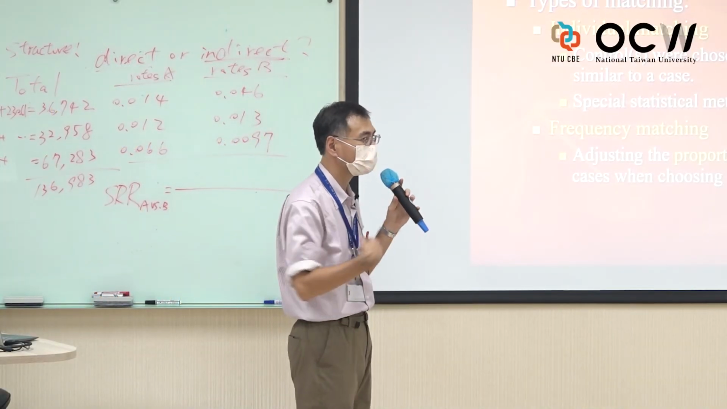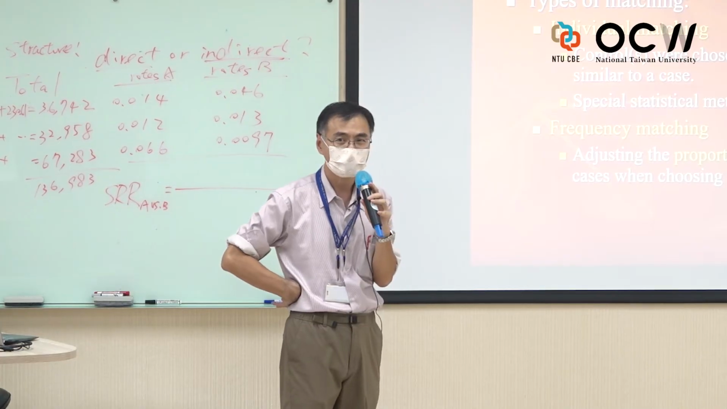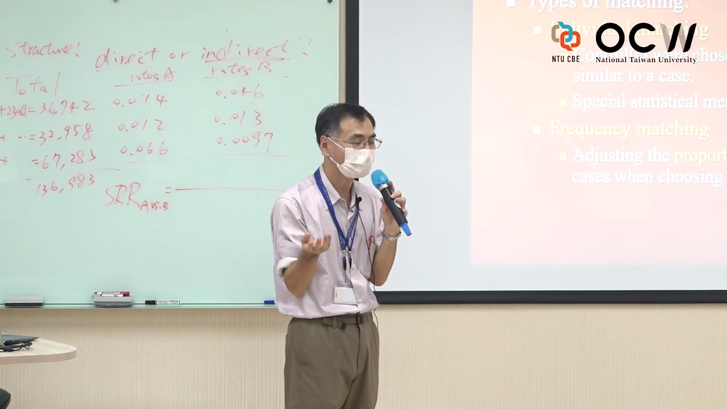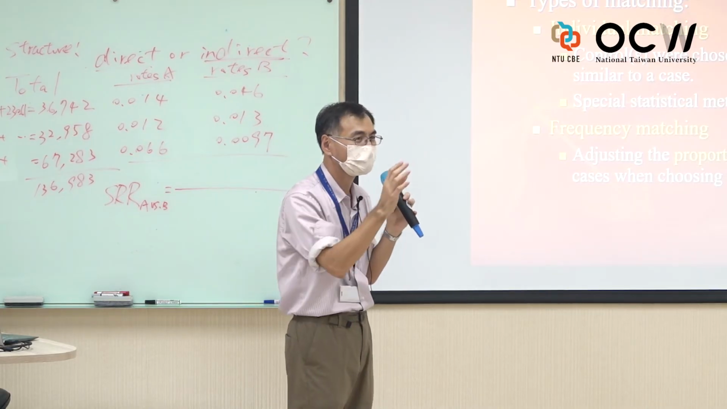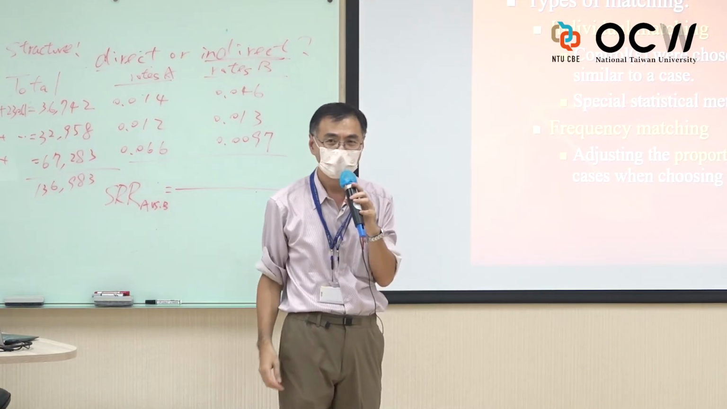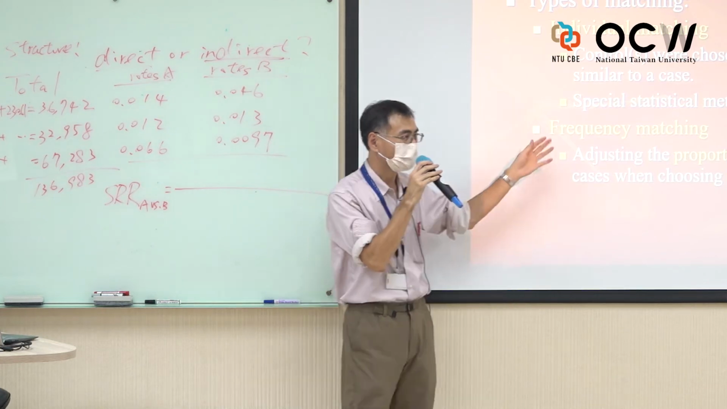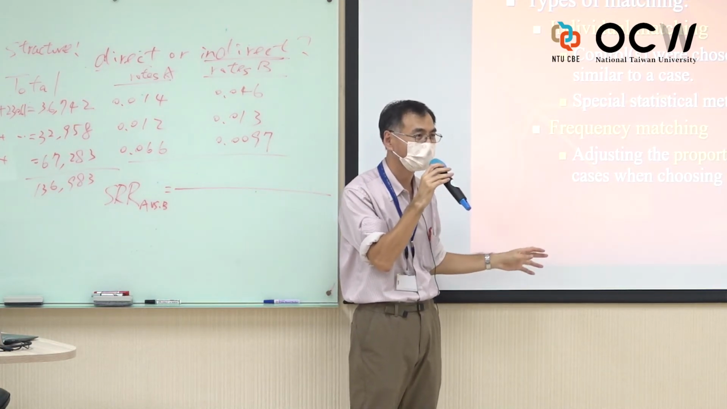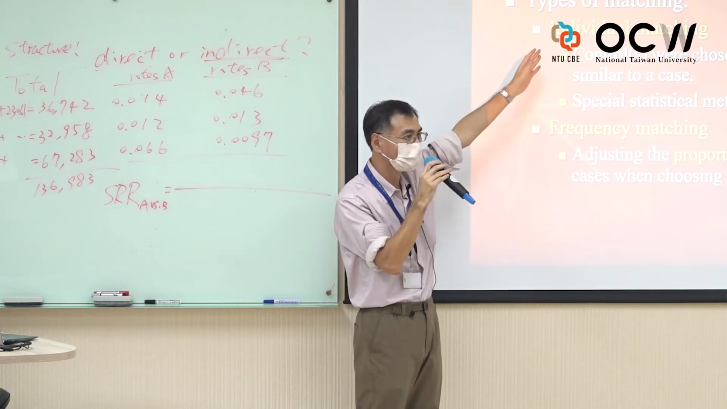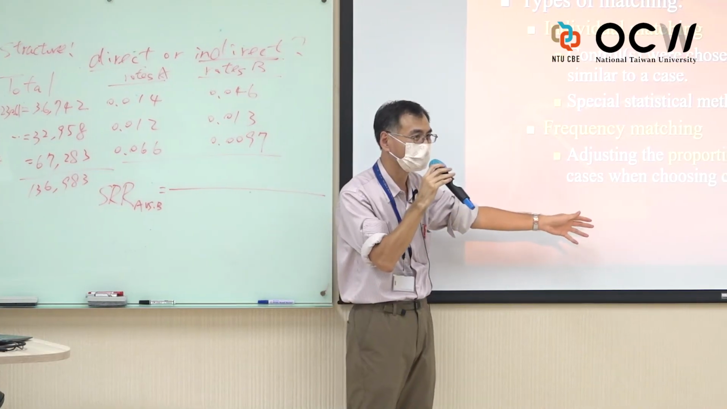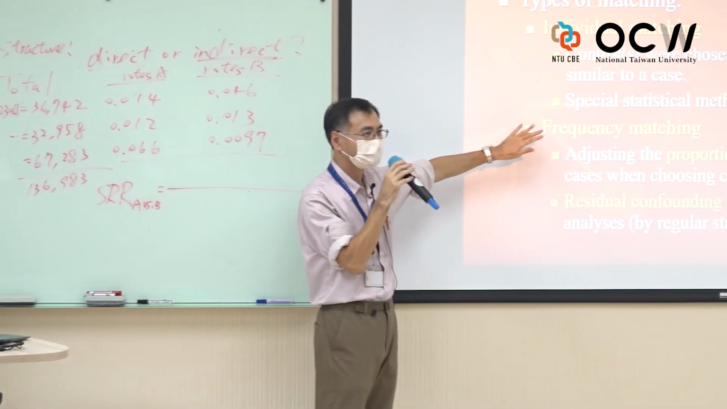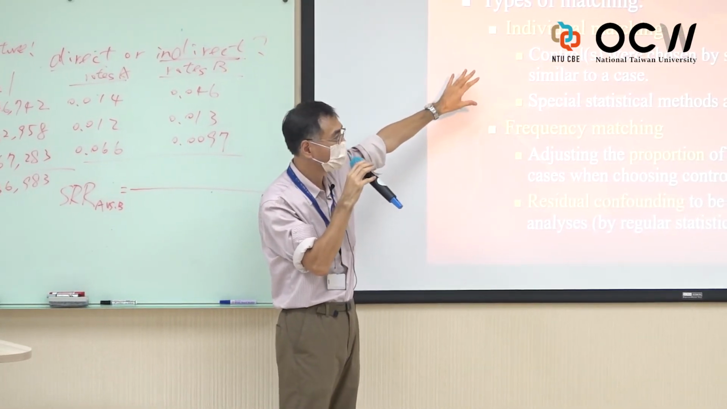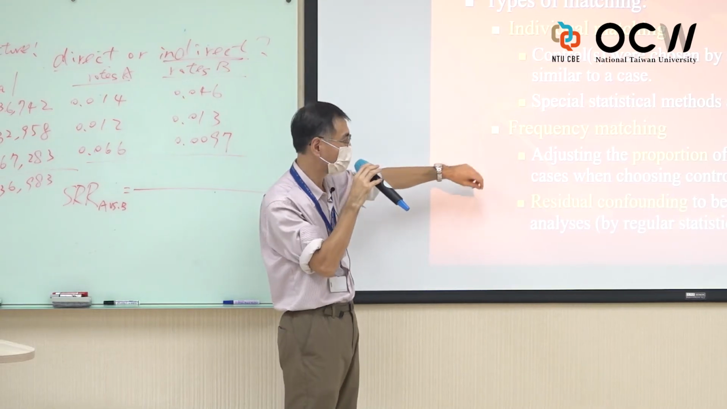So if the cases are 80% male and 20% female, we just try to find another group of controls, also 80% male and 20% female. We just adjust the process of choosing controls to make sure they are similar to each other. But it's not done at the individual level, it's done at the group level. In that way, you don't need to adopt a sophisticated statistical method because it's not individual matching, it's frequency matching.